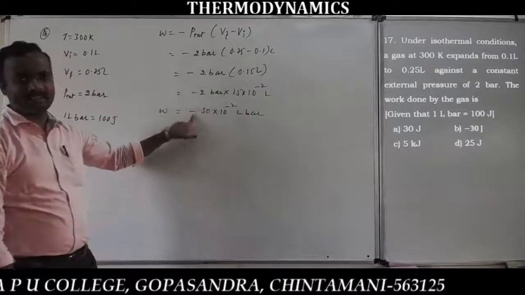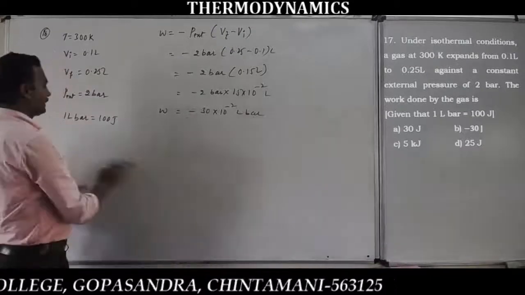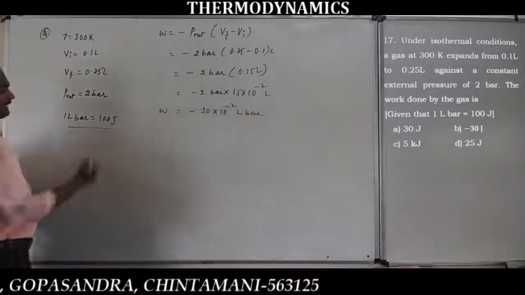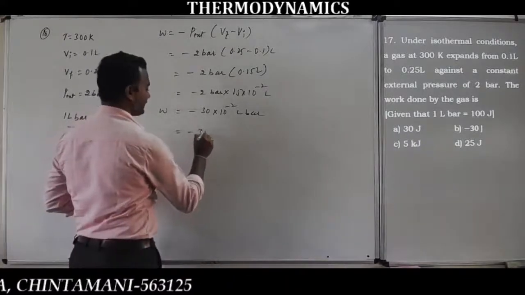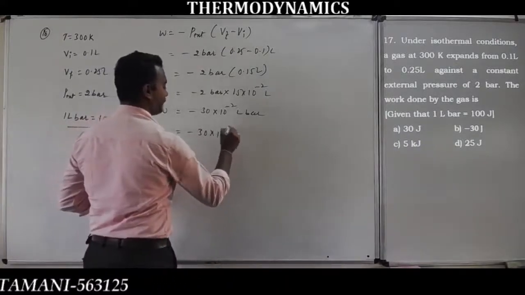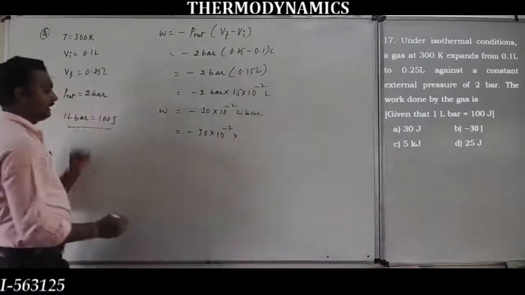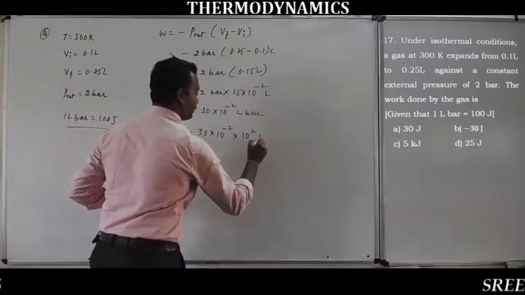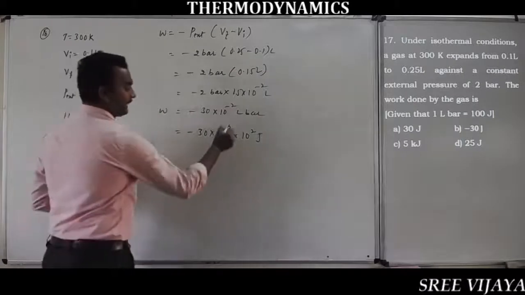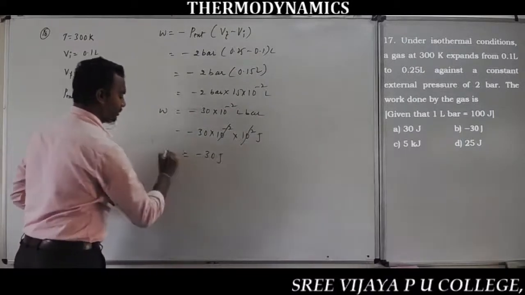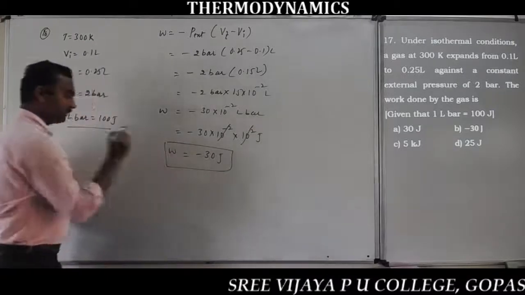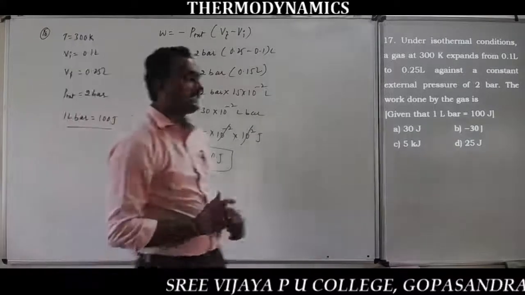Again, work done by the system is negative, but in the options it is given in joule. And one more hint is given, 1 liter bar is 100 joule, so that is minus 30 into 10 power minus 2 into 100 joule, that is 10 power 2 joule. So they cancel, that is equal to minus 30 joule work done. Option B is the correct answer.